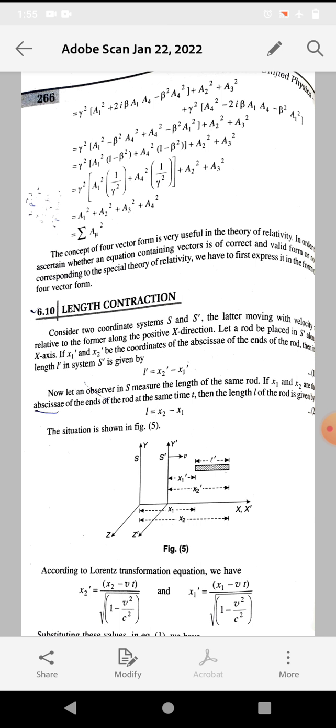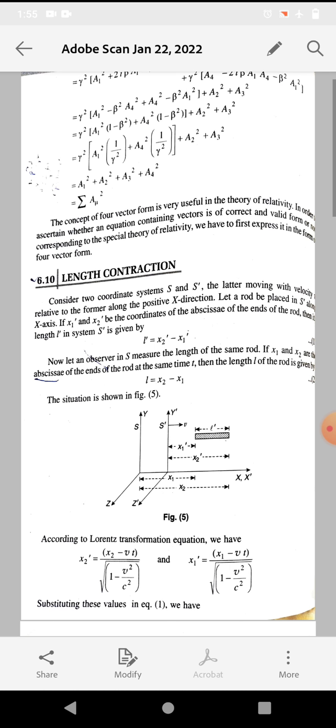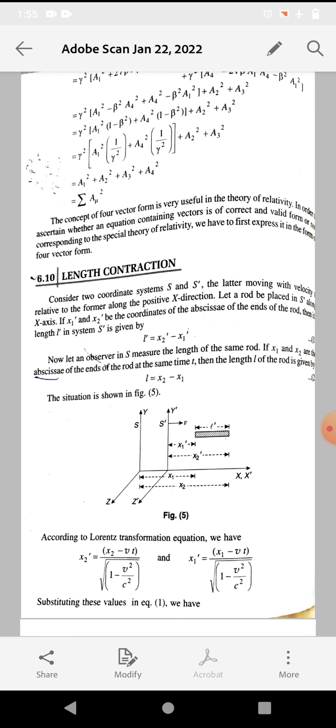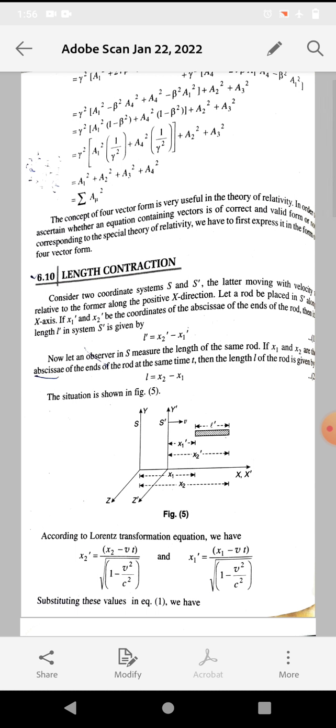That could not be explained by the Galilean transformations. When two reference frames travel relative to each other at constant velocity, only at very low velocities are the Galilean transformations applicable. When the velocity is comparable to the light velocity, these transformations fail to explain the position of the object.